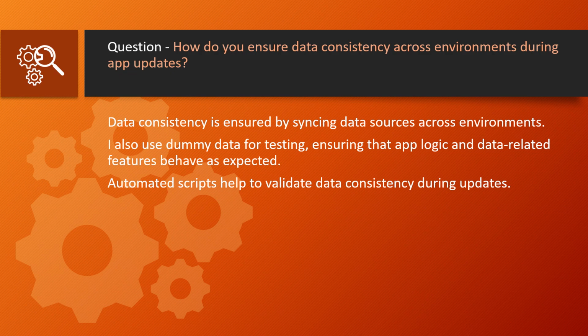How do you ensure data consistency across environments during the app update? So data consistency can be ensured by syncing the data source across different environments, and you can also use dummy data for testing to ensure that app logic and data-related features behave as expected. You can also create automated scripts, and they will help to validate the data consistency during the updates.